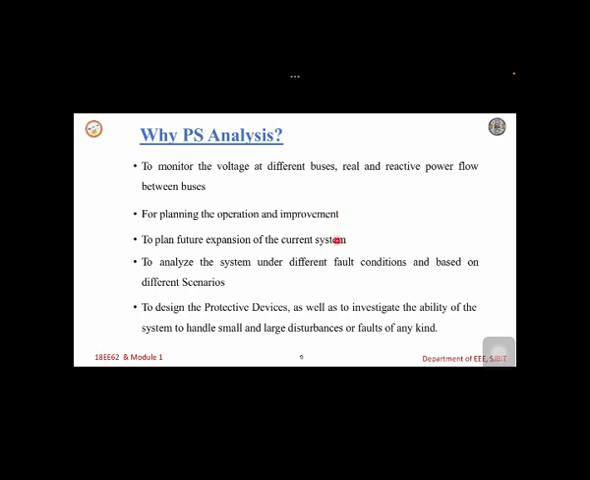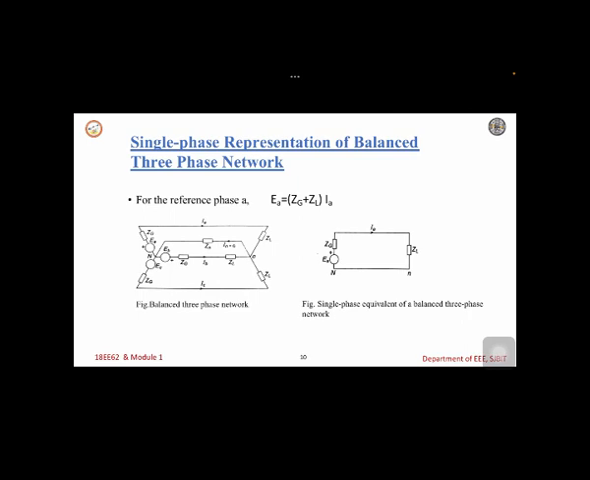Suppose you want to expand the power system for future needs, we can calculate what different ratings of the different components can be installed to the existing grid. And suppose there is any fault analysis, it can be done, like what will be the fault current, we can find through theoretical calculations by having the power flow analysis. So these analyses of fault currents are useful in designing the protective system. That means we can find what will be the rating of the circuit breaker and so on. So these are the things we can understand from the power system.